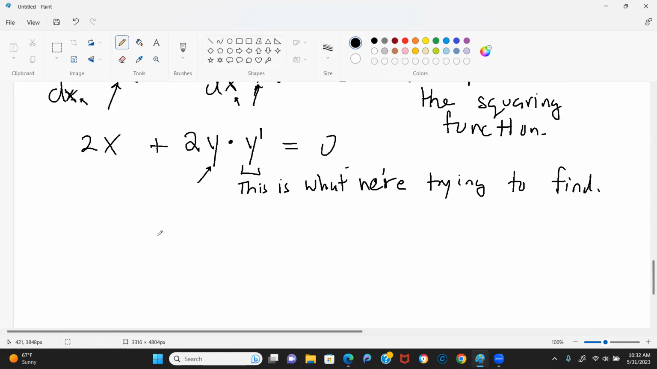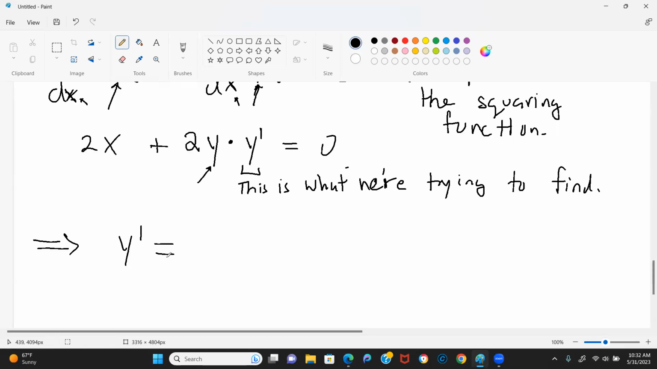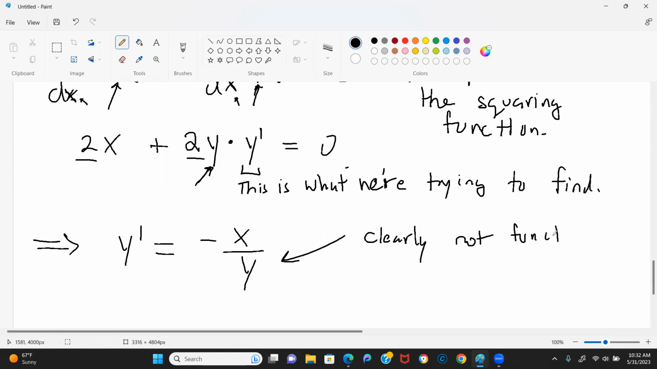So now we can solve for this. We get y prime is equal to, so first I can divide the 2's out, then I subtract x, and then I divide by this y right here. So I get y prime, the rate at which y is changing with respect to x, is equal to negative x over y. So this is clearly not really a function either. But that's okay. Somehow the rate at which y changes depends on x and y, really.